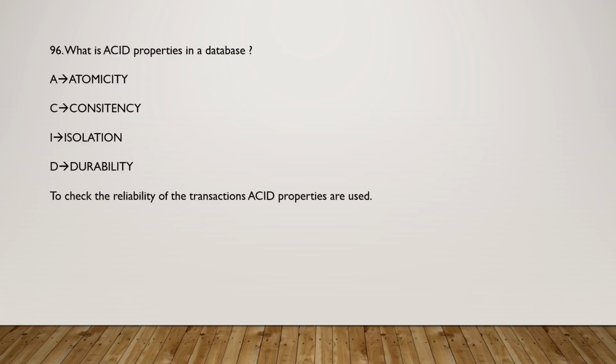What are ACID properties in a database? ACID stands for: A stands for atomicity, C stands for consistency, I stands for isolation, and D stands for durability. To check the reliability of the transaction, ACID properties are used. This question is widely asked in interviews.